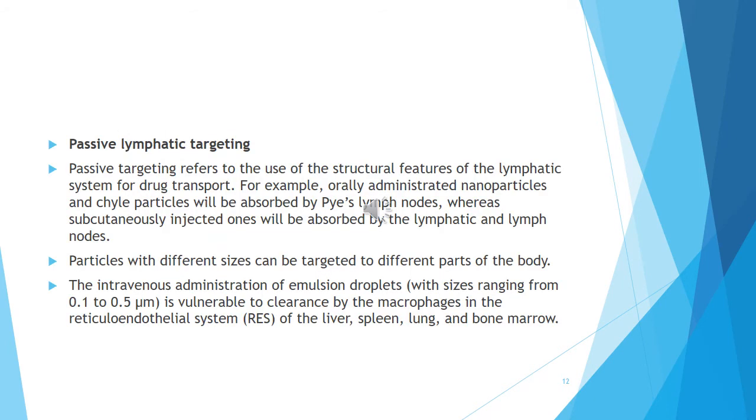Passive lymphatic targeting refers to the use of the structural features of the lymphatic system for drug transport. For example, orally administered nanoparticles and chyle particles will be absorbed by the Peyer's patches and lymph nodes, whereas subcutaneously injected ones will be absorbed by the lymphatics and lymph nodes. Particles with different sizes can be targeted to different parts of the body. The IV administration of emulsion droplets with a size ranging from 0.1 to 0.5 micron is vulnerable to clearance by the macrophages in the reticuloendothelial systems of the liver, spleen, lung and bone marrow.